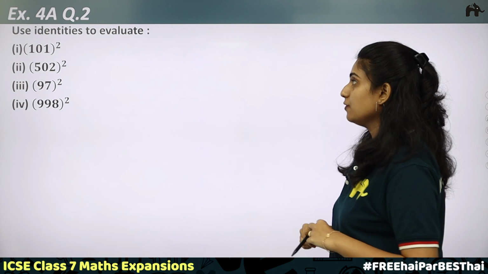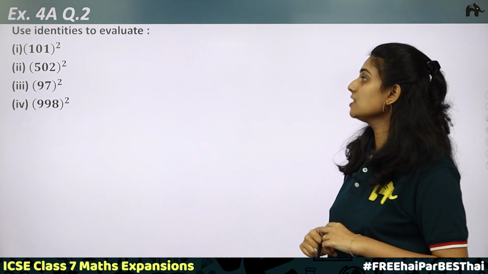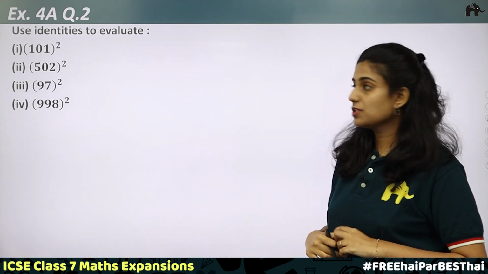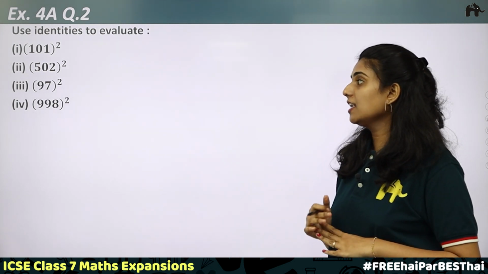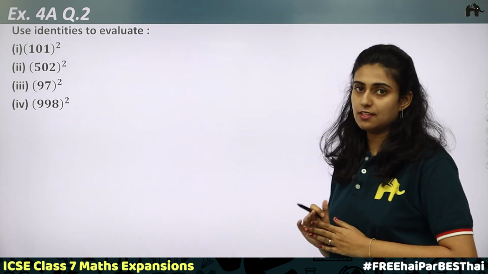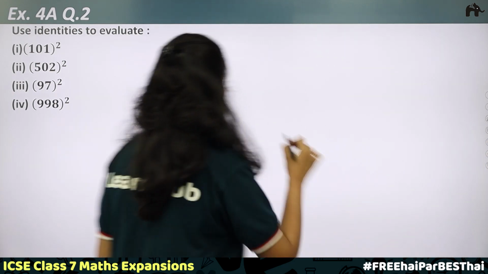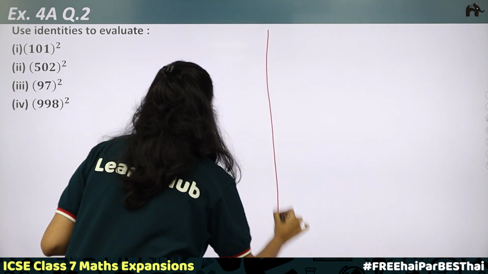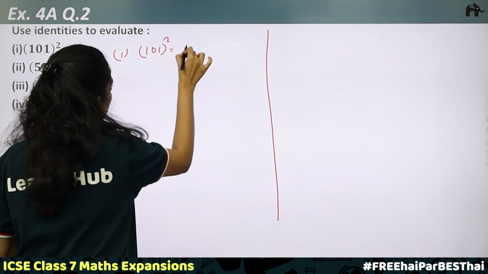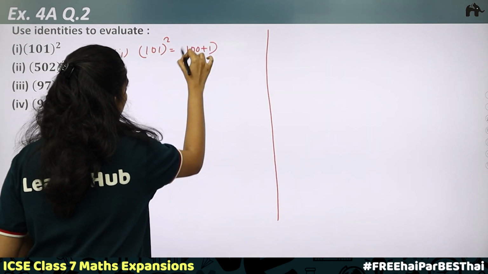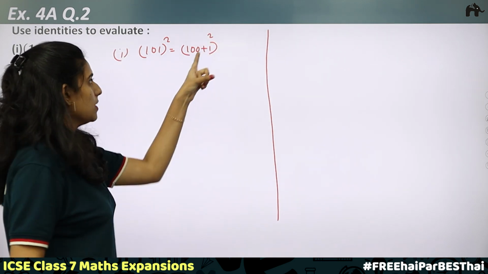Question 2 of exercise 4a, use identities to evaluate 101 whole square, 502 whole square, 97 square and 998 square. So we can change the form. What is 101? The first one is 101 whole square. This can be written as 100 plus 1 whole square.